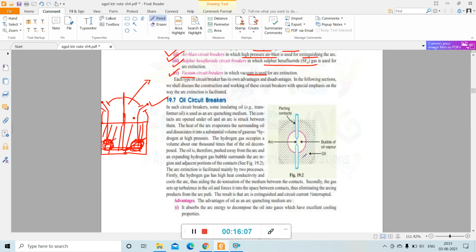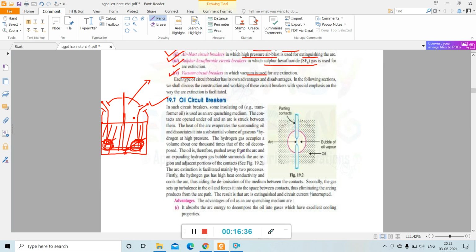See, this is shown here. This is the contact, they are separated here. This is the arc. Okay, and this is the oil medium. So here, what happens? Due to the heat of the arc, the oil evaporates, and it is converted into gaseous hydrogen gas of high pressure. So the hydrogen gas occupies a volume of about 1000 times that of the oil decomposed.